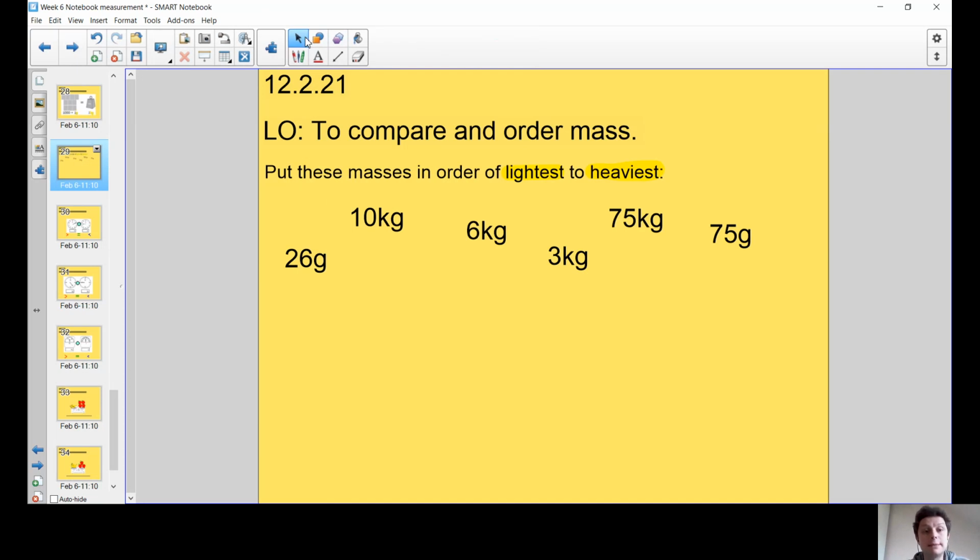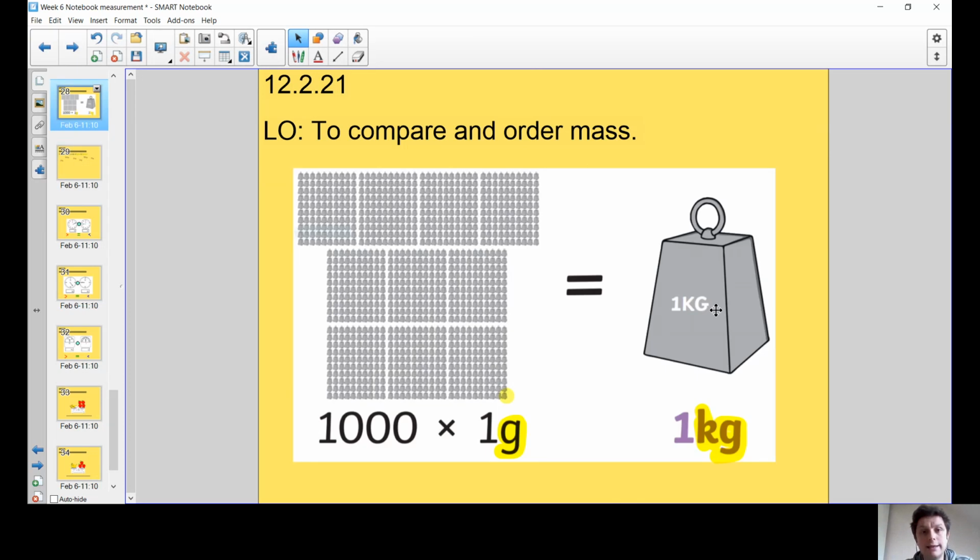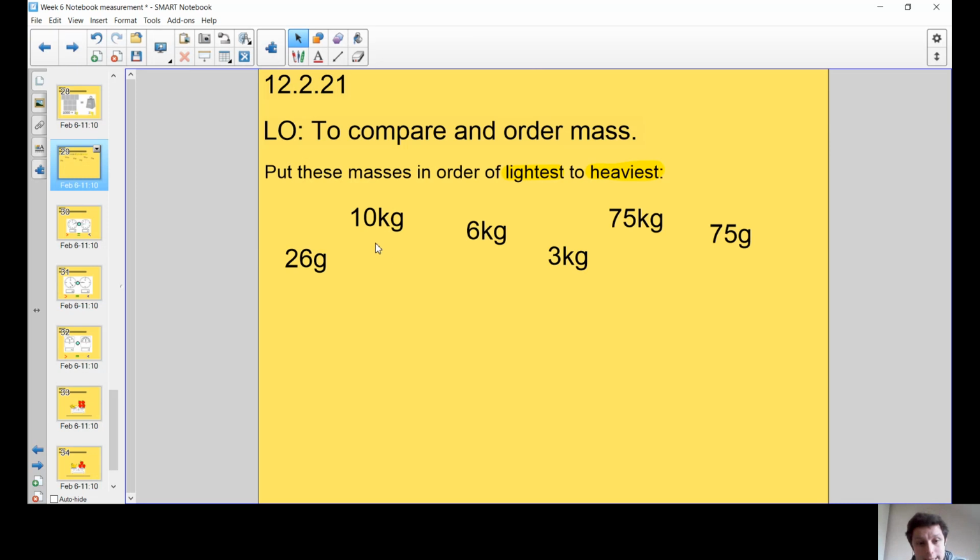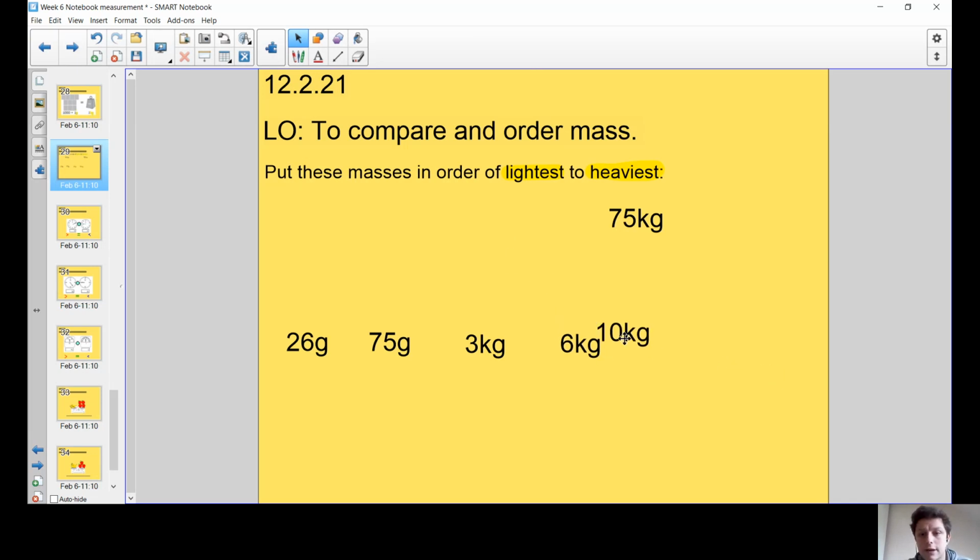All right, you need to be careful about whether these are grams or kilograms. Remember, grams are much lighter than kilograms. So let's take our grams first. We've got 26 grams and 75 grams. Obviously 26 is smaller than 75, so that will go first: 26 grams, then 75 grams. Now we can look at these kilograms: 3 kilograms, 6 kilograms, 10 kilograms, and 75 kilograms.